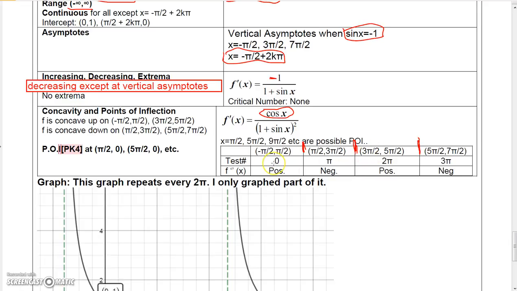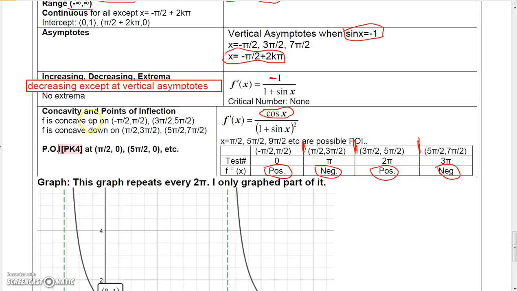Okay, well, here's what I found out. When I picked a number between minus pi over 2 and pi over 2, I tested the number 0, and when I plugged that in here, I got a positive, so the second derivative is positive. Then for the number between pi over 2 and 3 pi over 2, I used pi, and when I plugged pi in here, I got a negative, so the second derivative is negative, so that means concave down. Then in here I used 2 pi, the second derivative was positive, so that means it's concave up. And then here I used 3 pi, and the second derivative is negative, so it's concave down.